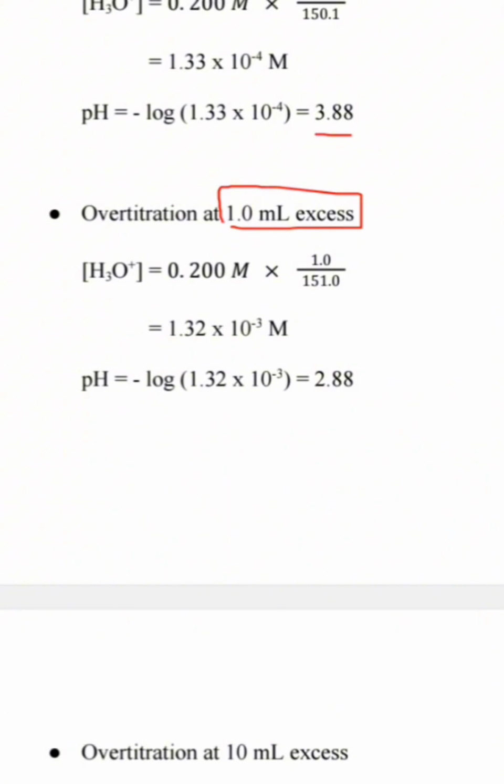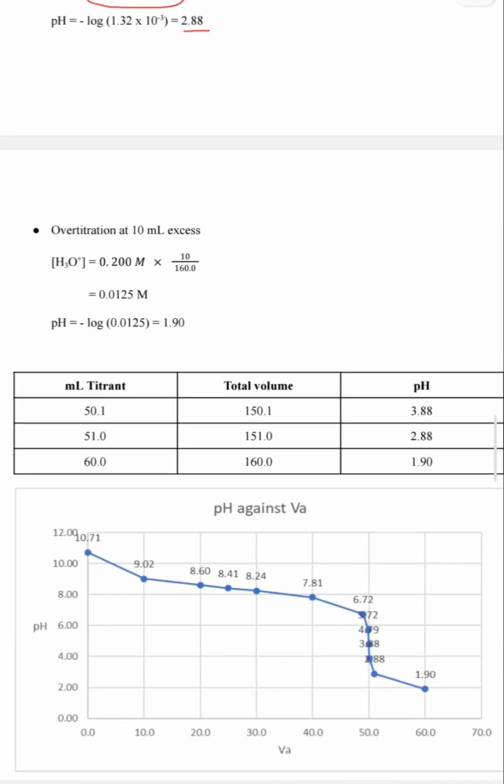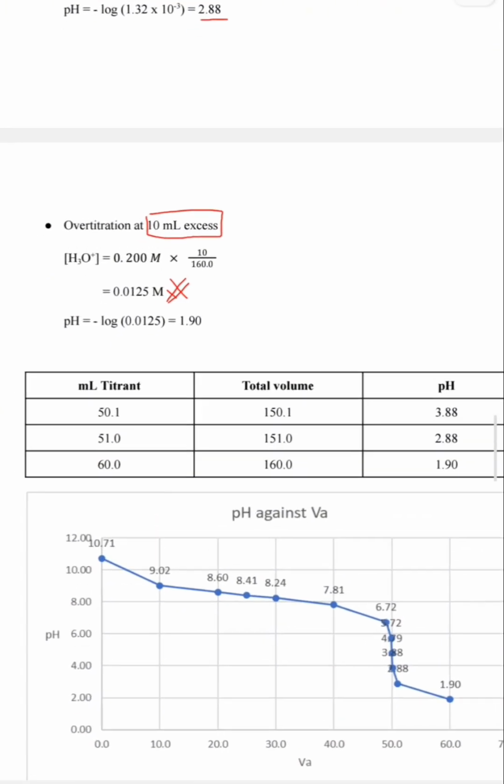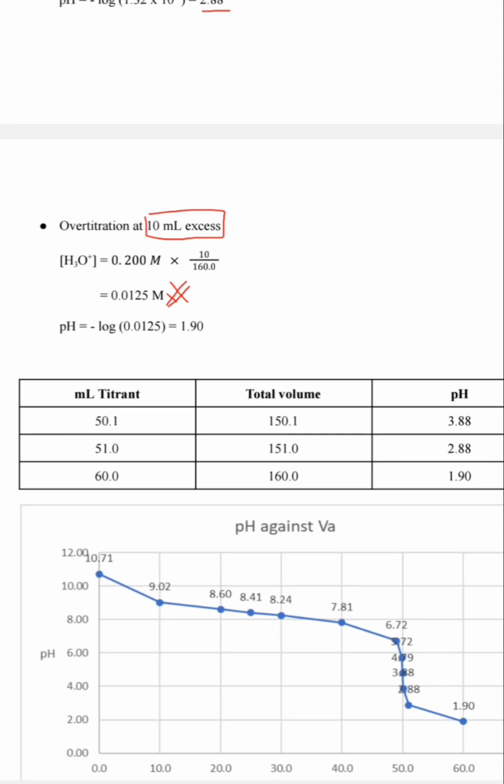When 1.0 milliliter of excess acid is added, the concentration of hydronium ions becomes 1.32 times 10 to the power of -3 molar. This results in a pH of 2.88. Finally, for an over-titration of 10 milliliters, the concentration is 0.0125 molar. Thus, the pH is 1.9. This calculation clearly demonstrates that even small amounts of excess strong acid result in a large and rapid decrease in pH after the equivalence point.